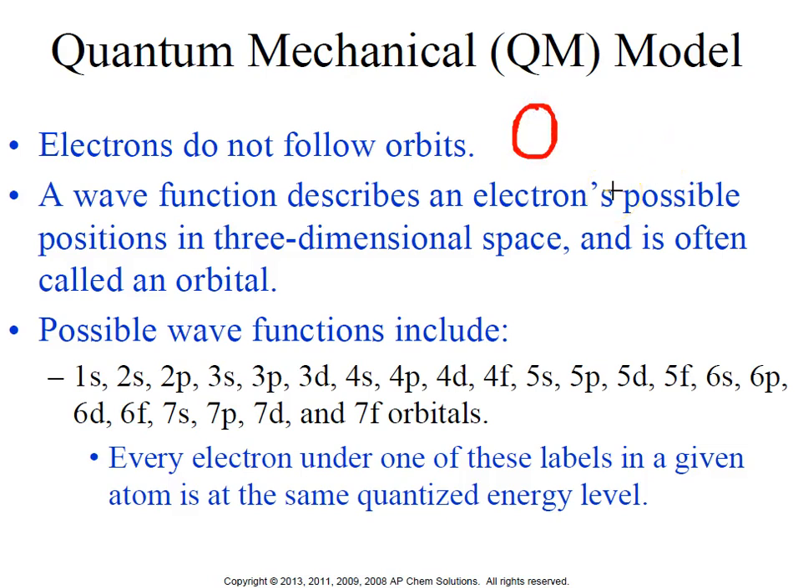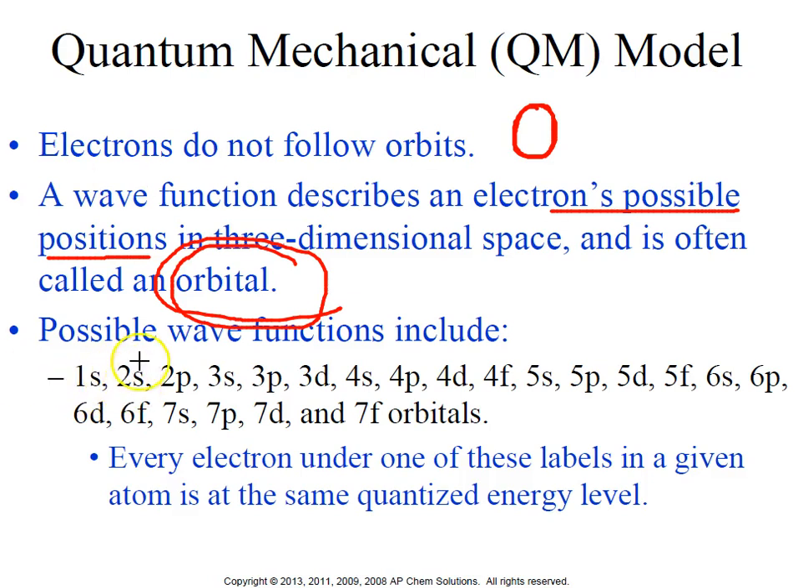Instead, we're going to describe the electron's movement using what is called a wave function. All this does is tell us where the electron's possible positions are in three-dimensional space. And that area where the electron could be is often called an orbital. So there are multiple possible wave functions, and in pre-AP we called these multiple possible orbitals, and it's the same thing. So there's different vocabulary here.